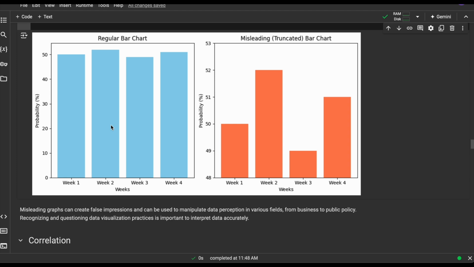There is a first graph, like this, a regular graph. You can see this is okay. This is a perfect one. The other one is a misleading graph.